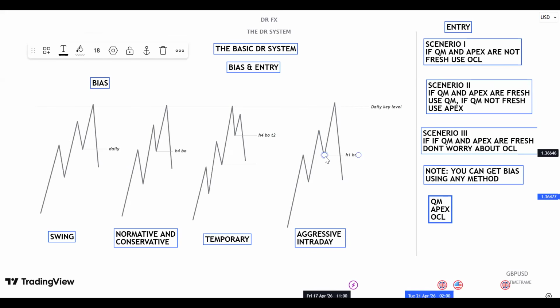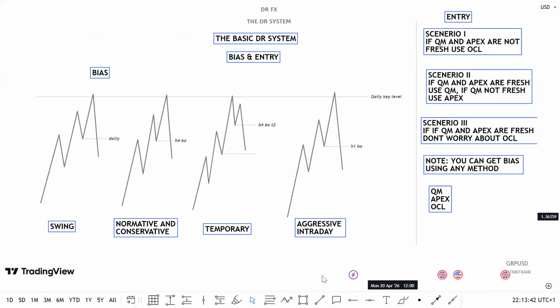Once you have a breakout here, we use only 3 key levels. And the first key level is what? QM. So I'll mark out the QM right here. The second key level is what? Apex. So I'll mark out the Apex right here. The third key level is what? OCL. OCL can come here or here, anywhere. Let's say the OCL came here. Very beautiful, right? Now, these are the key levels we use after this H1 breakout. Now, if the QM and the Apex are not fresh, use OCL, meaning if these 2 key levels have been used, then we use this OCL to execute. Now, this OCL usually comes on the 4-hour time frame.